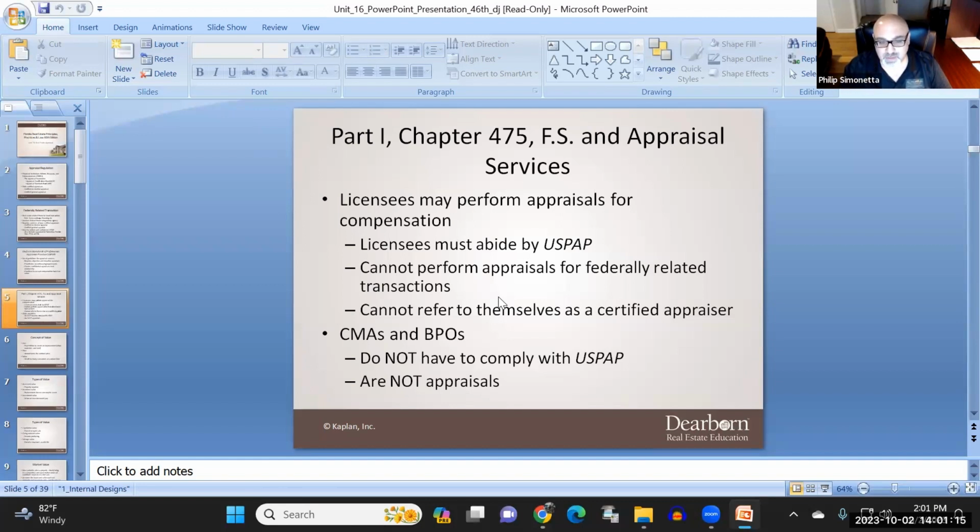They must abide by the USPAP guidelines. They cannot perform appraisals for federally related transactions. They cannot refer to themselves as certified appraisers. And CMAs and BPOs, we talked about those before, do not have to comply with the USPAP guidelines. They're not appraisals. They're estimates. That's how you figure out values of what to sell for, things like that. They can't be referred to as an appraisal.